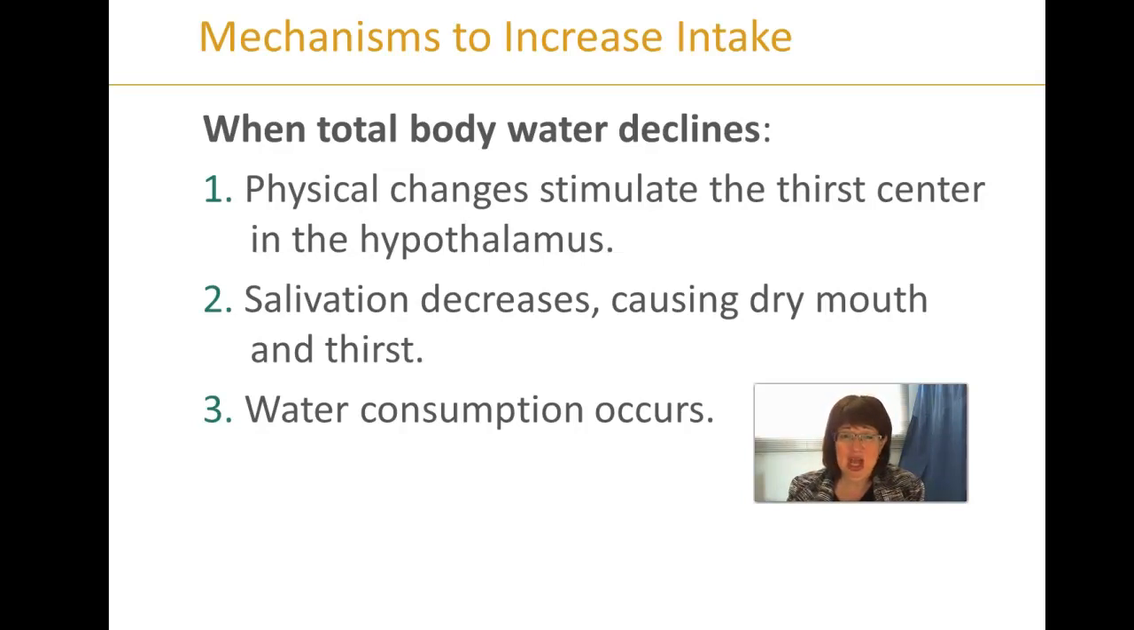in the hypothalamus. So if your body water declines, that causes your blood to become more concentrated, or an increase in osmolality. So it's less water, more particles. This will then trigger your hypothalamus, and that's where your thirst center is, in your hypothalamus. That will cause salivation to decrease, so you're going to save on water, and it will trigger the thirst center, which tells you to consume water.